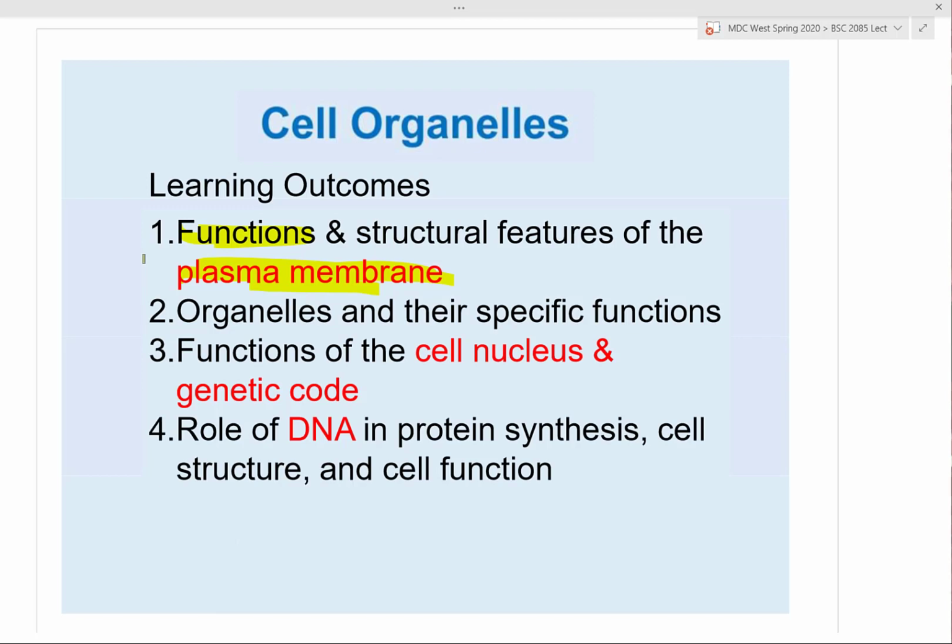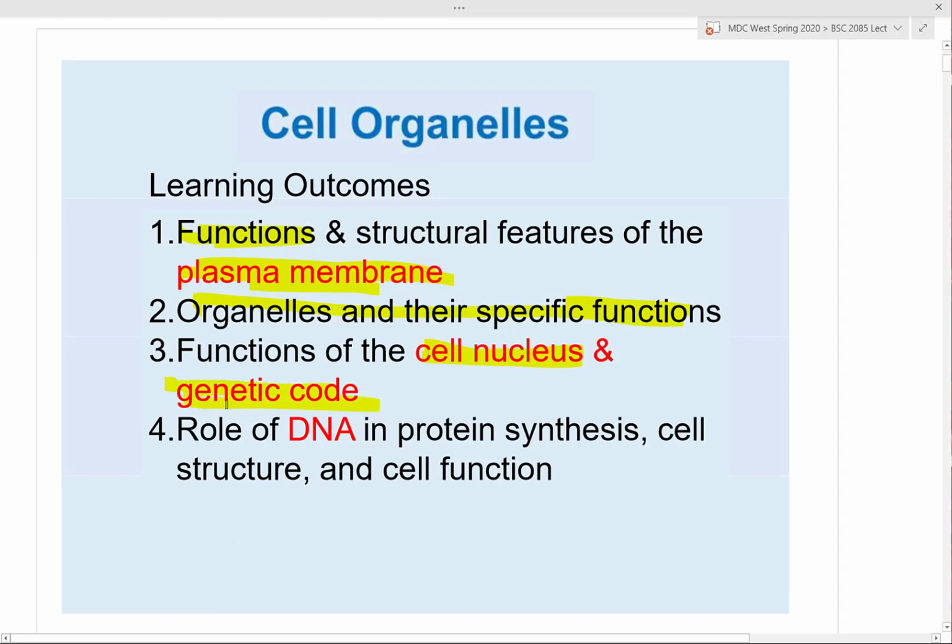To interact as well. So organelles and their specific functions, that's the next one that we're going to talk about, and that's going to be the majority of the content here. And then we're also going to talk about the functions of the cell nucleus, and you already know what is in the nucleus? DNA. And DNA is made out of what? What is the building block of DNA? Nucleic acids, right? And then, of course, they're going to make up your genetic code.